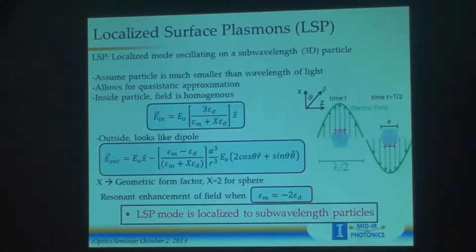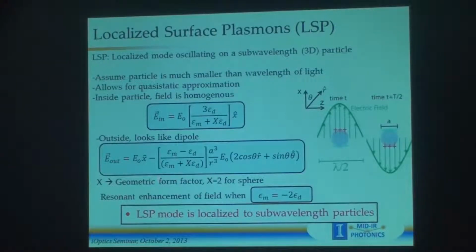This is basically what happens when light interacts with a sub-wavelength metal particle with a 3-dimensional geometry. In the simplest case, when your metal particle is much, much smaller than the wavelength of light, you can make this quasi-static approximation. You assume that the electric field inside the particle is homogeneous, and you can solve your boundary conditions. And what you basically end up with is an external electric field that depends right here on this numerator, right? Epsilon of the metal plus some factor times epsilon of the surrounding dielectric. For a simple sphere, that factor is 2.